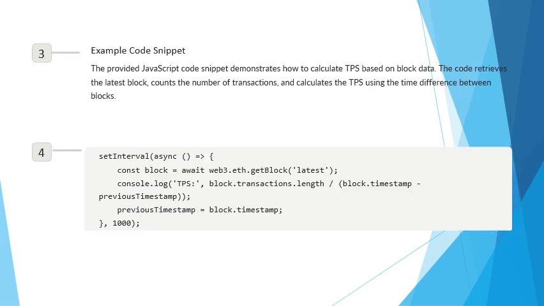Here is an example JavaScript code snippet that demonstrates how to calculate TPS based on block data. The code here retrieves the latest block, counts the number of transactions, and calculates the TPS using the time difference between blocks.